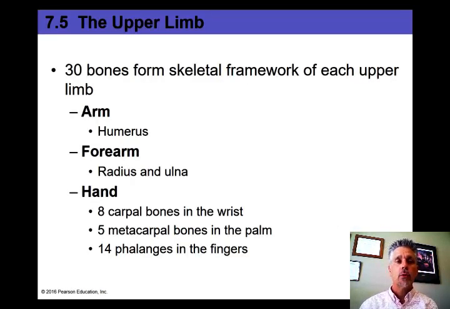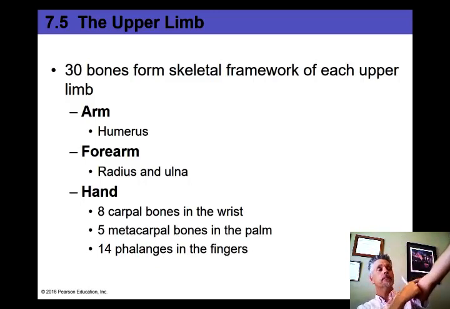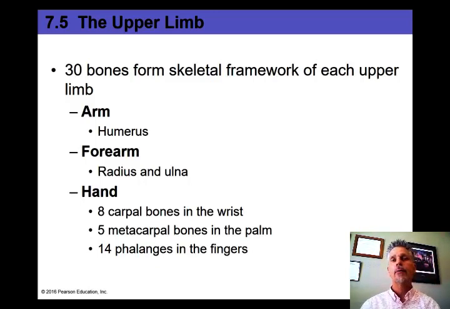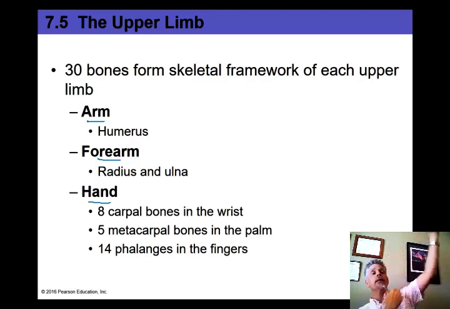Okay. So working our way at the upper limb, 30 bones that we find in the upper limb, right? Now remember, upper limb, we have an arm and a forearm and then a hand, right? The arm is not this whole thing here. Arm is between shoulder and elbow. Forearm is between elbow and wrist, okay?